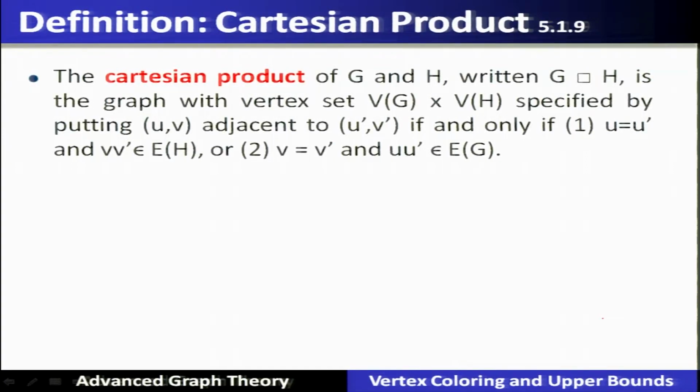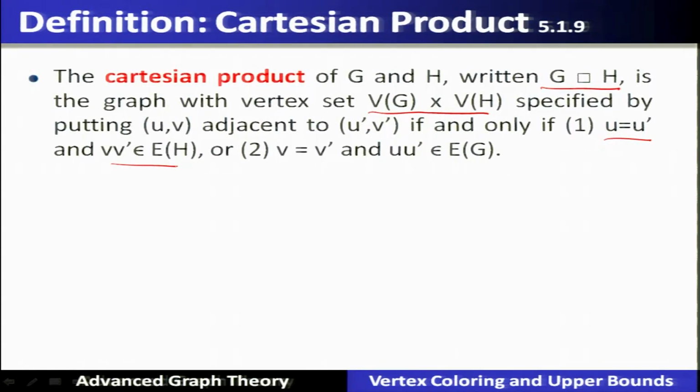Now, let us take the definition of the Cartesian product of two graphs G and H, which is represented by this symbol. The Cartesian product of the two graphs is a graph with vertex set V of G cross V of H, which is specified by putting (u, v) adjacent to (u prime, v prime) if and only if u is equal to u prime and v v prime is an edge in H.